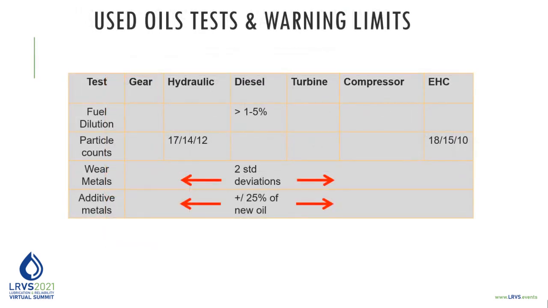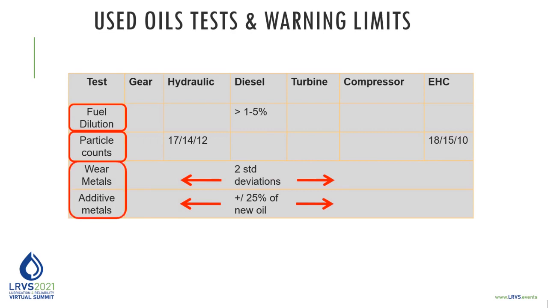Here's another example. This is fuel dilution. You won't run fuel dilution on gear or hydraulic, but you would run it on diesel. If you see an increase greater than 1 to 5%, it becomes alarming for sure. The SAE says you can have up to 7% fuel dilution in your engine oil. I tend to think it's got to be a lot less than that. But particle counts, hydraulic systems, very susceptible. Compressors as well. Gear oil, gearboxes, it can be a lot more robust.